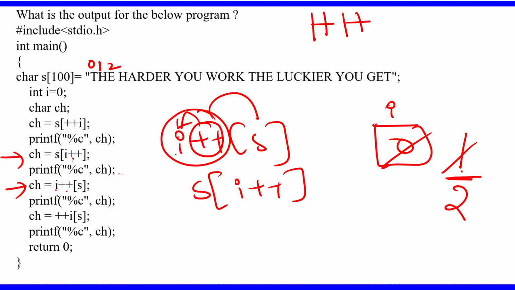Now again, what will happen? The ++ on i will be done later. S of i value is 2. S of 2 means E. And then I have to increment. So i becomes 3 this time.